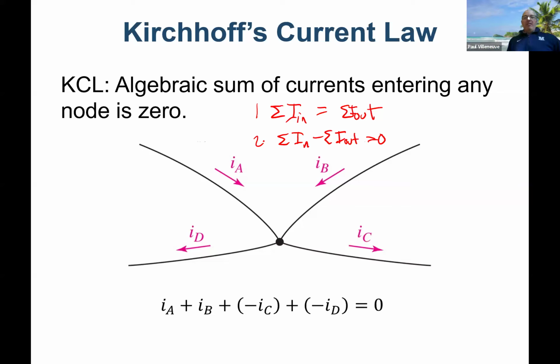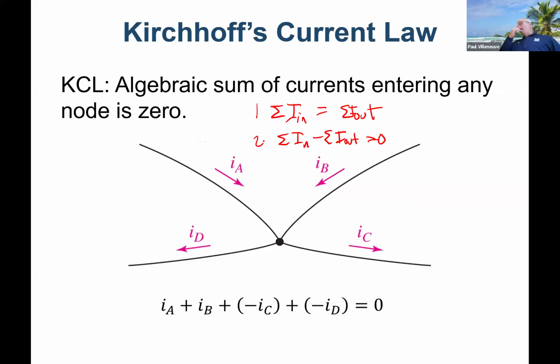But in this problem here at the bottom, we see that that is the sum of the current in minus the sum of the current out equals 0. So current in is all based on direction. So IA plus IB minus IC minus ID is going to equal 0.